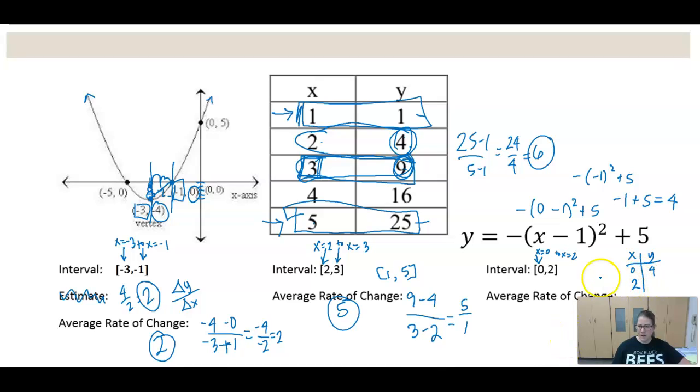Now we'll check when x is 2, so we're plugging 2 in here. So negative (2 minus 1) squared plus 5. 2 minus 1 is just 1. 1 squared is 1, so this is again negative 1 plus 5, so it's also 4. So the rate of change would be the change in y, which in this case is 0, over the change in x, which would be 2 minus 0. So 0 over 2 means there is 0 rate of change there.